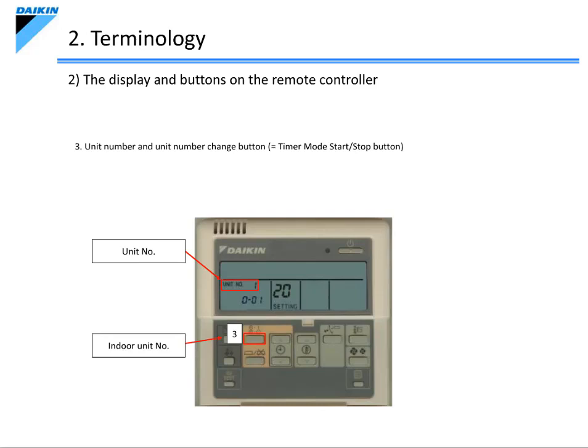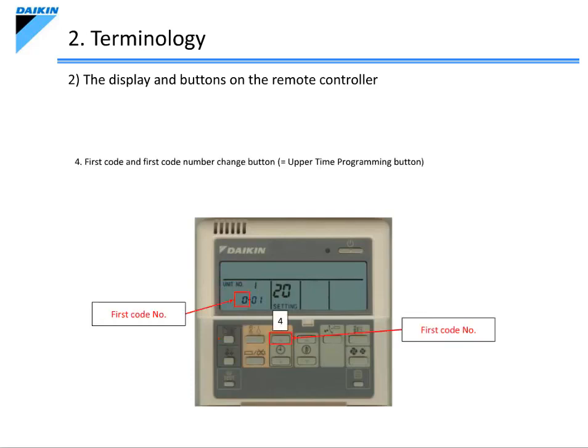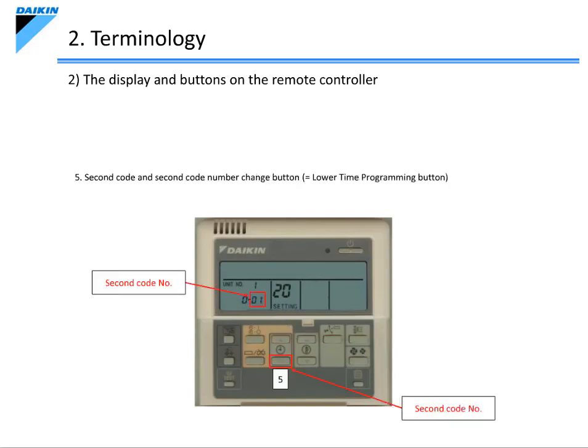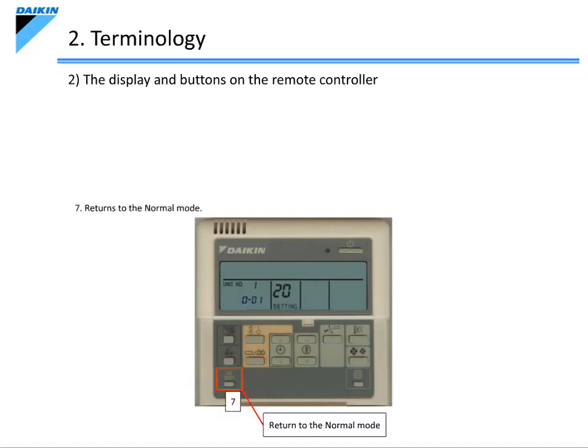The mode numbers in the 20s allow for the field setting of each unit. The unit number is displayed like this. It can be changed using the timer mode start/stop button. The first code is displayed here, and it is changed with the upper time programming button. The second code is displayed here, and it is changed with the lower time programming button. This timer reserve cancel button is used to confirm the field setting after it has been done. To return to the normal mode, press the test button.